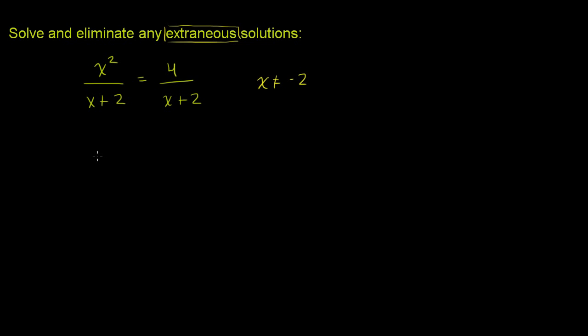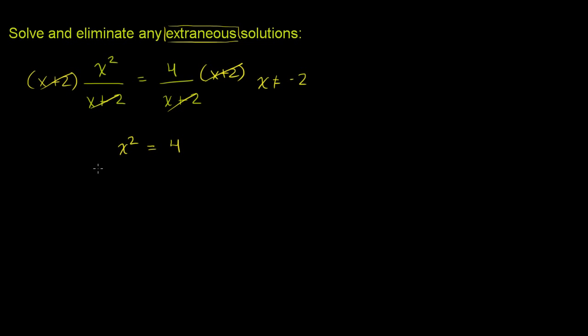So with that out of the way, let's try to solve it. So as a first step, we want to get the x plus 2 out of the denominator. So let's multiply both sides by x plus 2. X plus 2 divided by x plus 2 is just 1. And we can assume that x plus 2 isn't 0, so it's going to be defined. X plus 2 divided by x plus 2 is just 1. And so our equation has simplified to x squared is equal to 4.